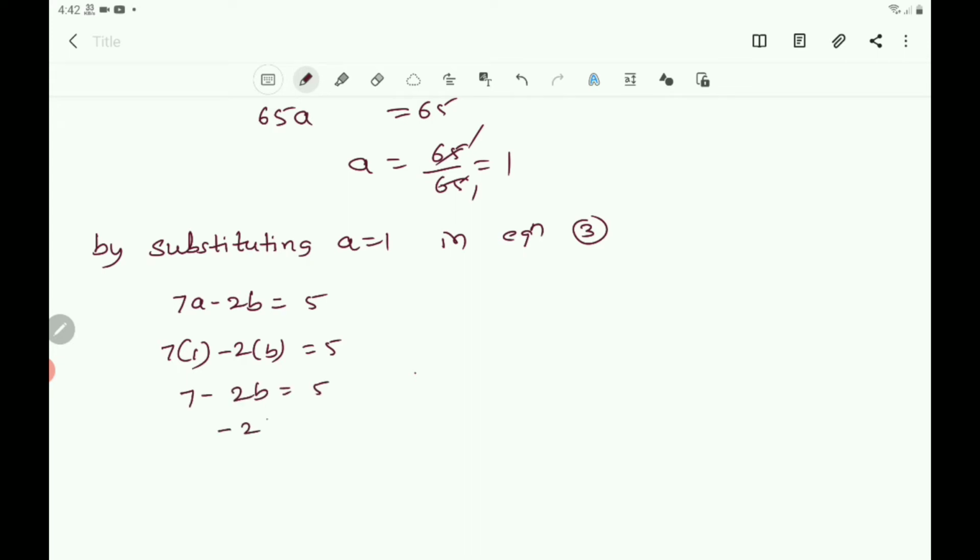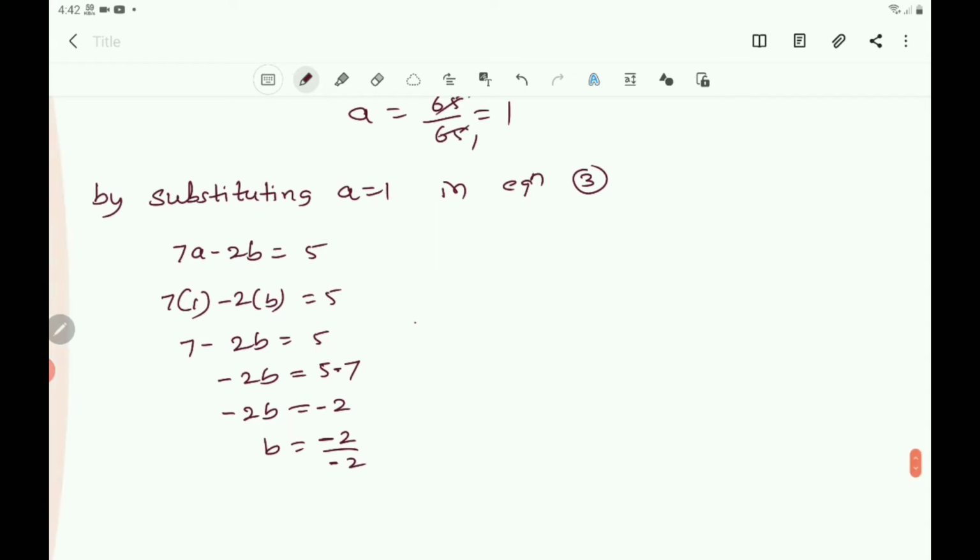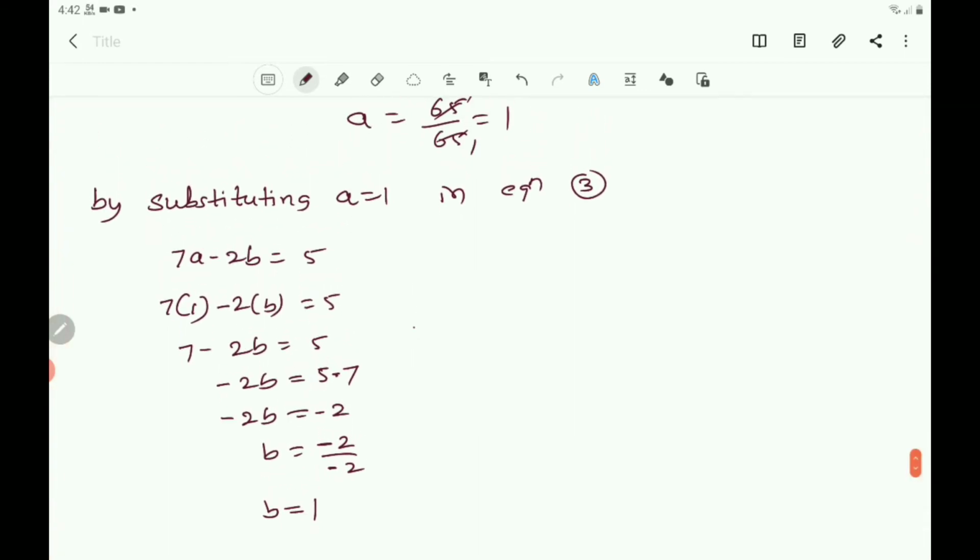Then minus 2b equals 5 minus 7, so minus 2b equals minus 2, since 5 minus 7 is minus 2. Then b equals minus 2 by minus 2, that implies b equals 1. So you got a equals 1, b equals 1.